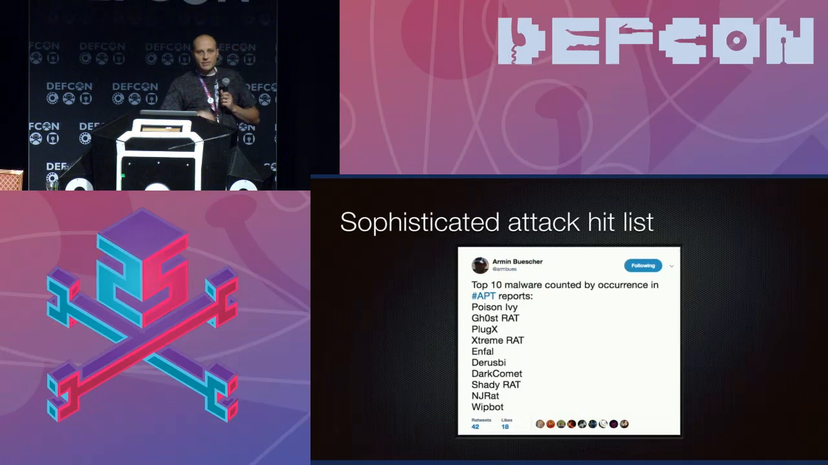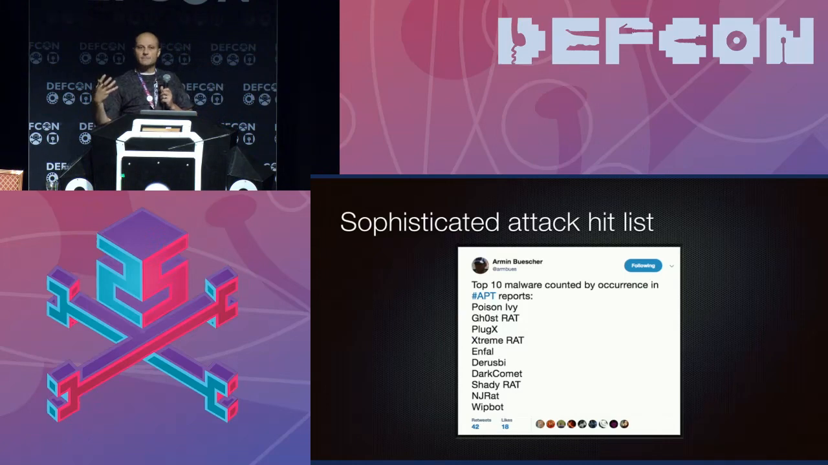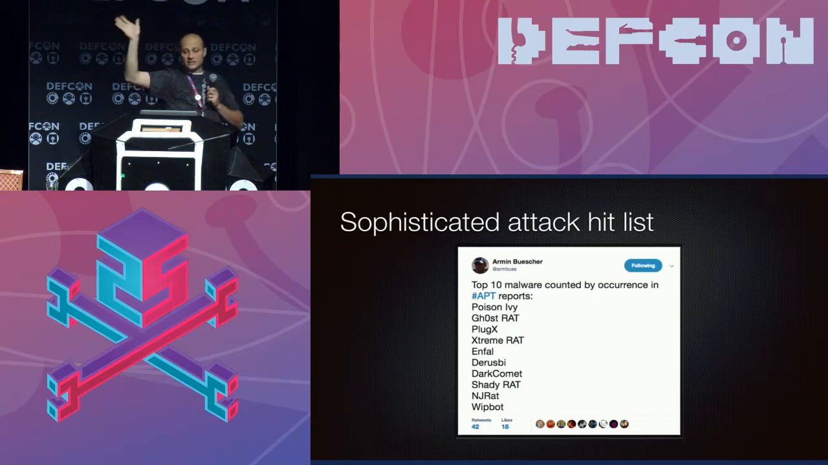A little while ago, one of my colleagues took all the recent APT reports, the sophisticated actor reports, and summed it up into the most popular, most referenced tools out of those papers, and he posted this on a Twitter feed. And I saw this list, and I was like, that is my shopping list. I'm going to start at the top and just start working my way down, finding an exploit in each.